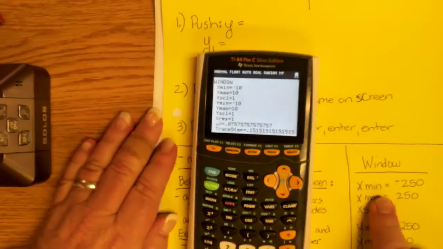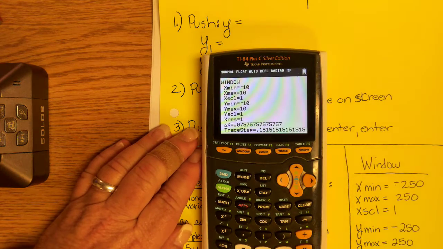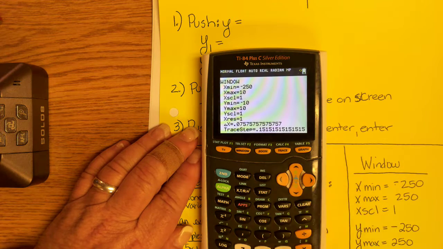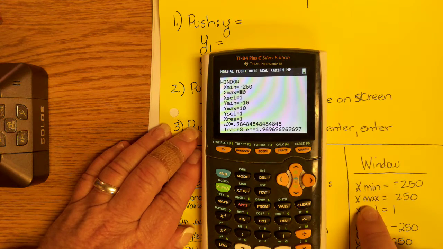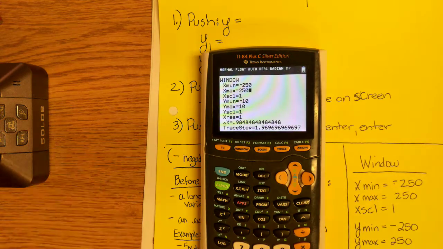Now, you cannot use the subtract key. You must use the negative key. So I'm going to put in there negative 250. Okay? Then I'm going to arrow down to the X maximum. X maximum down here says 250, so I'm going to just put 250. When you have the X set at 250 and negative 250, it means that it will include any answer that has an X value between 250 and negative 250, okay?